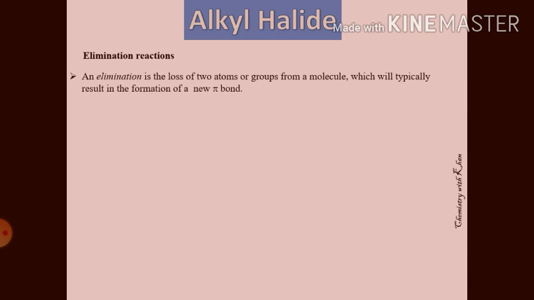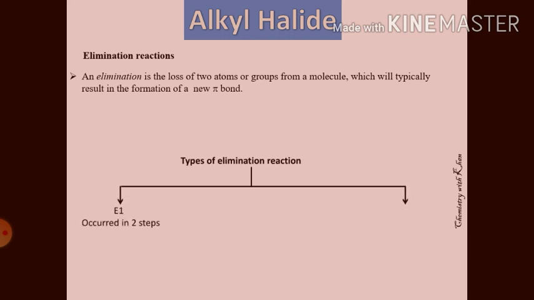Now we will discuss the elimination reaction. Elimination is the loss of two atoms or groups of atoms from a molecule, which will typically result in the formation of a new pi bond. It means that a new pi bond will form in an elimination reaction. Types of elimination reaction: E1 occurs in two steps, where one molecule is active at one time, such as SN1, and E2 occurs in one step, where both molecules are active at one time. So we will discuss the E1 elimination reaction first.